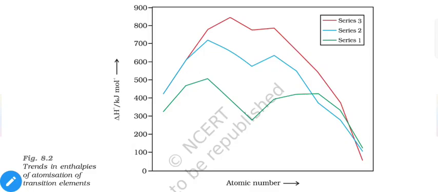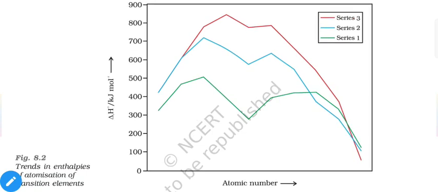So here we have a graph with 3 different series, series 1, 2 and 3, in increasing order of atomic number, and on the y-axis we have the enthalpy of atomization. Now atomization means the boiling of the substances.